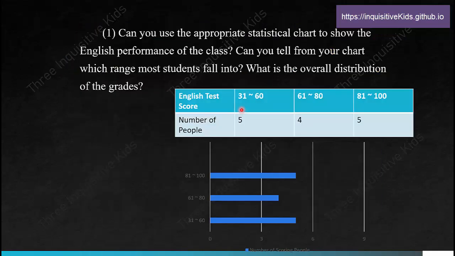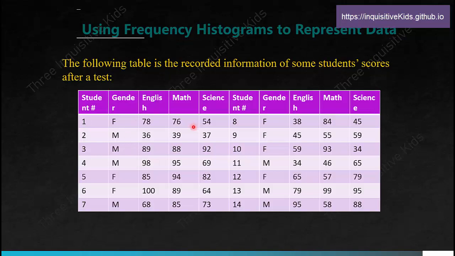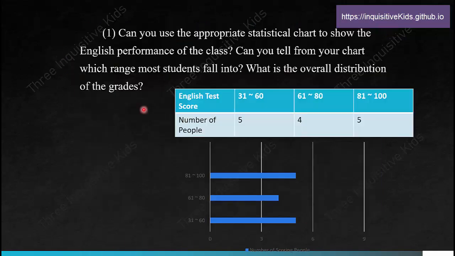First, can you use an appropriate statistical chart to show the English performance of the class? Can you tell from your chart which range most students fall into? What is the overall distribution of the grades? So over here, we're going to compare this table with this table.